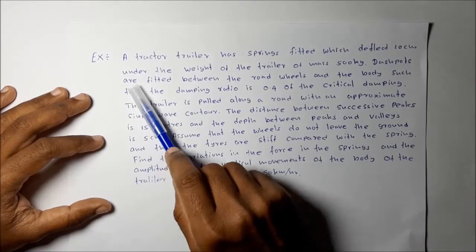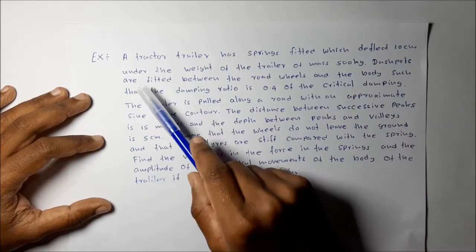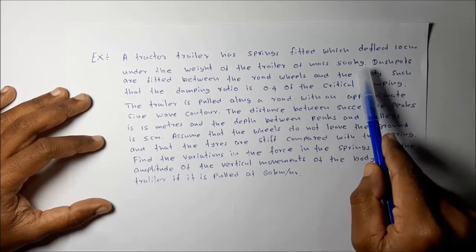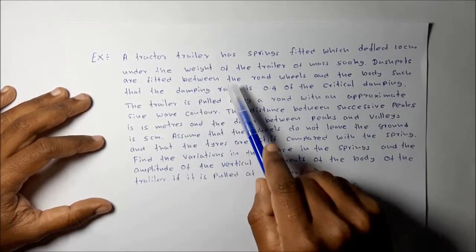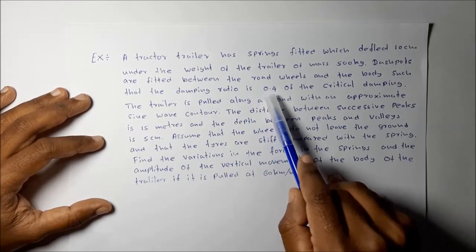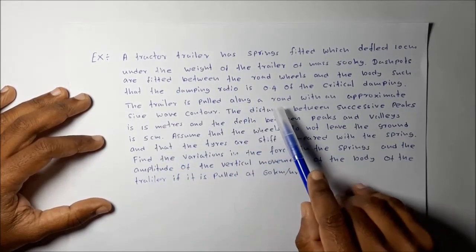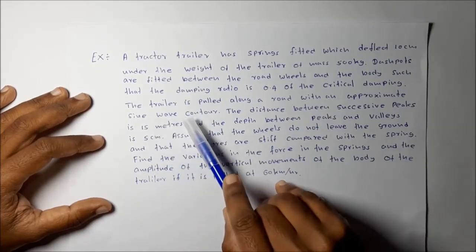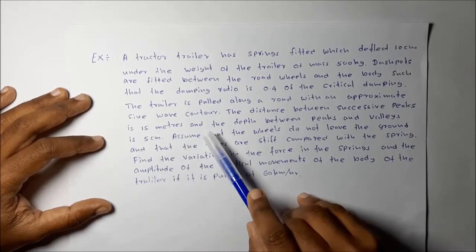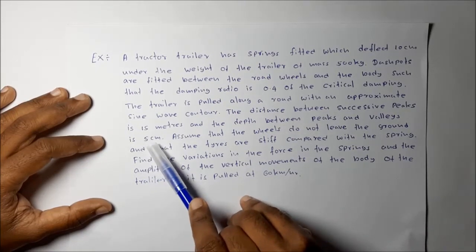Okay, in this example, a tractor trailer has a spring fitted with the deflected 10 centimeter under the weight of the trailer of mass 500 kilogram. Dashpots are fitted between the road wheels and the body such that the damping ratio is equal to 0.4 of the critical damping. The trailer is pulled along a road with an approximate sine wave contours.